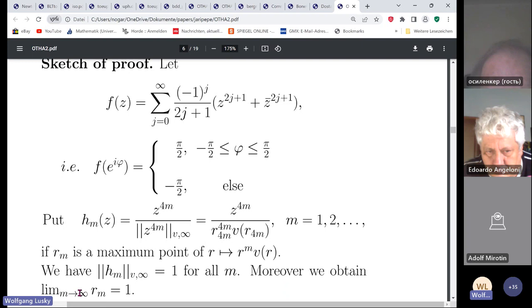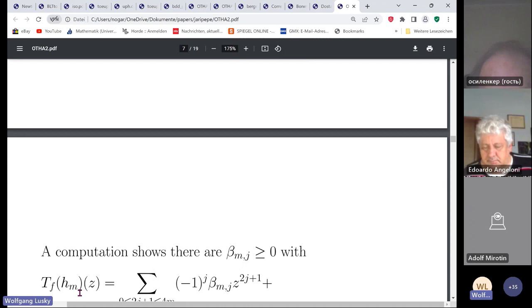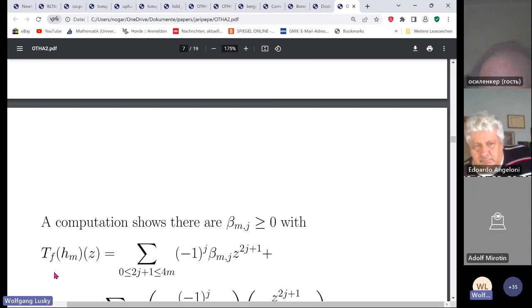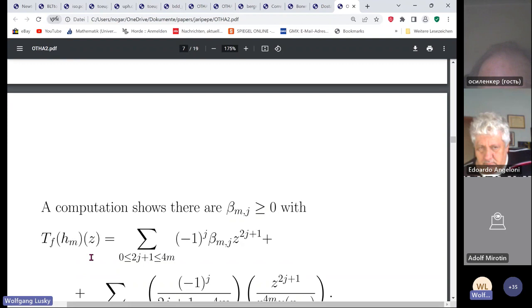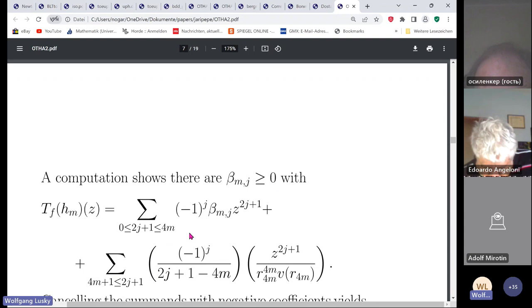Now, I want to have an explicit representation for T sub f applied to h sub m by applying this explicit representation of the reproducing kernel. And after some calculation, we end up having the following Taylor series. So now we get, if we apply T sub f, the f I was introducing here, to h sub m at the point z in the open unit disk, we end up getting this Taylor series. So for the first 4m exponents, we have alternating signs and here coefficients, which are not very interesting, but they should be non-negative. And here we have the exponents 2j plus 1.